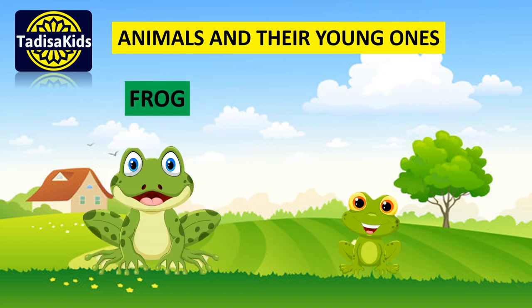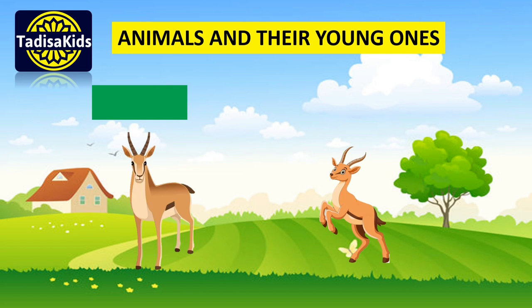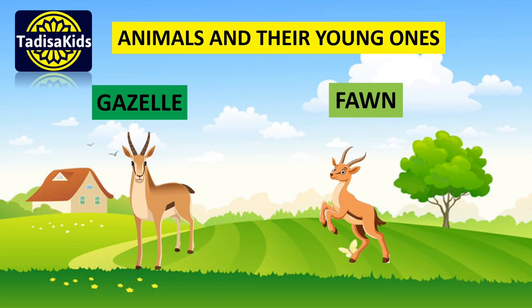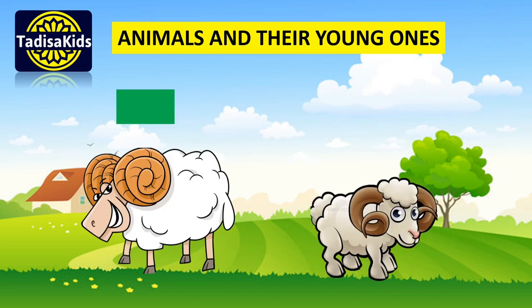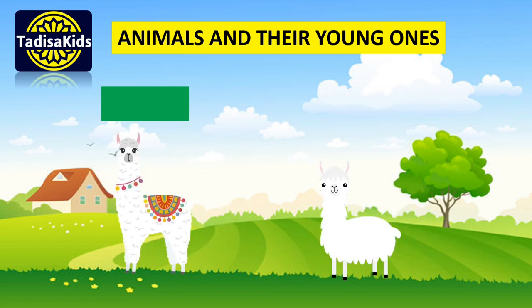Frog. Frog baby is froglet. Grizzly. Grizzly baby is cub. Falcon. Falcon baby is eyas. Ram. Ram baby is lamb. Alpaca. Alpaca baby is cria.